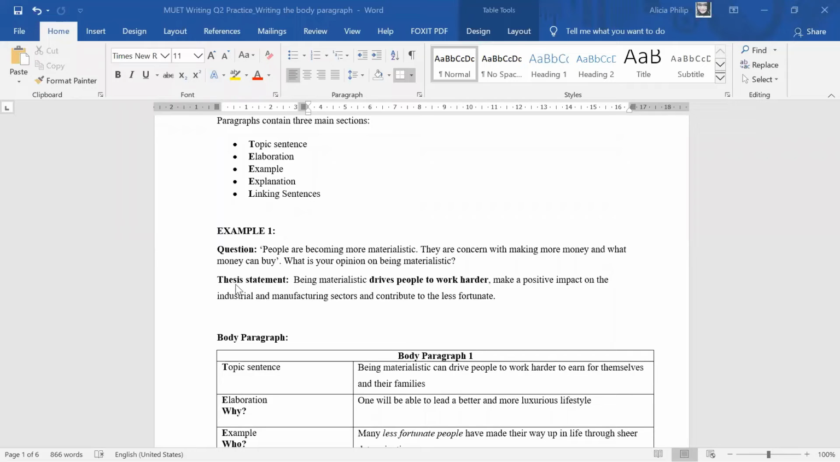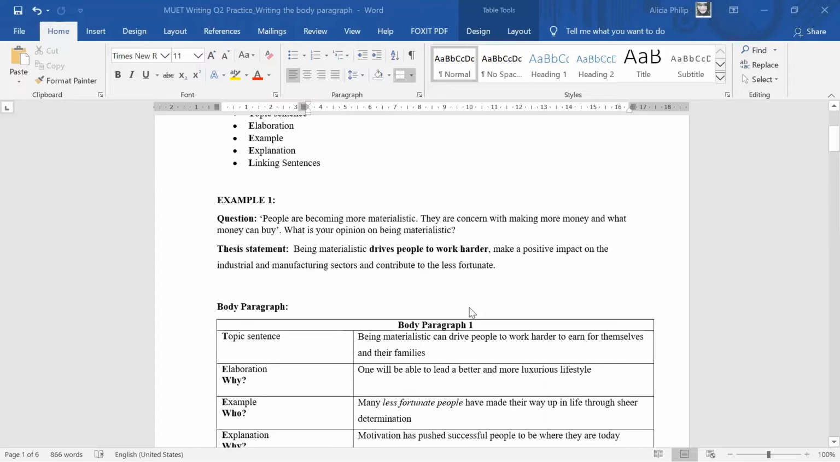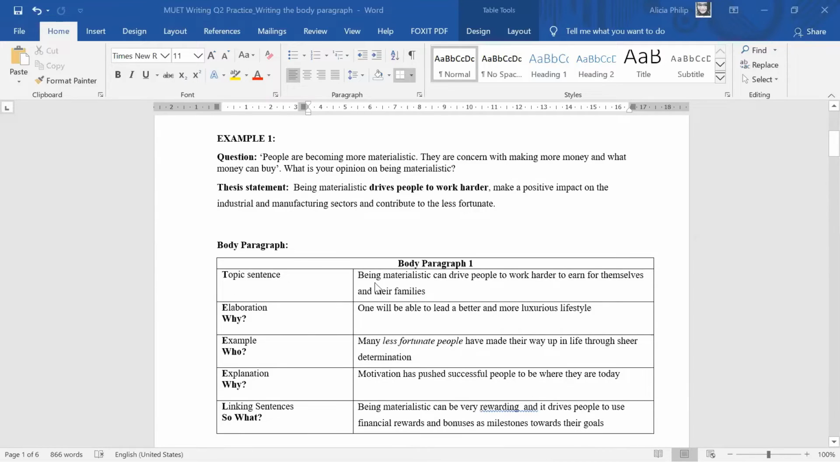Okay, so the thesis statement here says, being materialistic drives people to work harder, makes a positive impact on the industrial and manufacturing sector, and contributes to the less fortunate. So here, you see there are 3 points, but we are going to focus on the first point, which is drives people to work harder. So let's look at how this elaboration is done. You have the topic sentence: being materialistic can drive people to work harder to earn for themselves and their family.